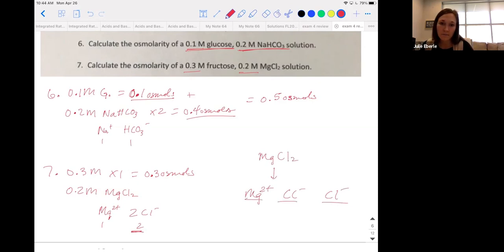You see that? Total, you can add up the subscripts if you're ever confused on how to do it. You just got to know what's a polyatomic and what's not. Add up your subscripts. I have an understood 1 there and a 2 for chloride. So 1 plus 2 is total 3 particles. Okay, so what I have to do is multiply my molarity times 3, which means I get 0.6 osmoles.